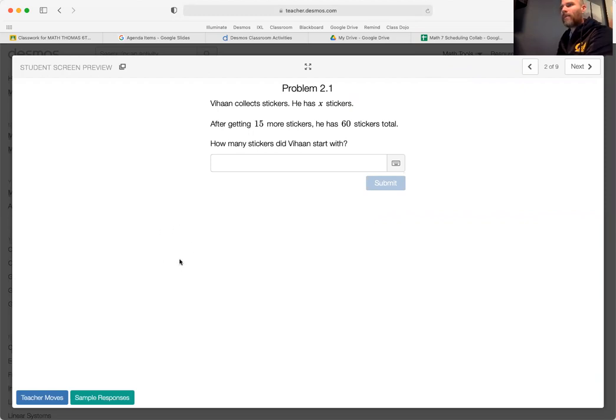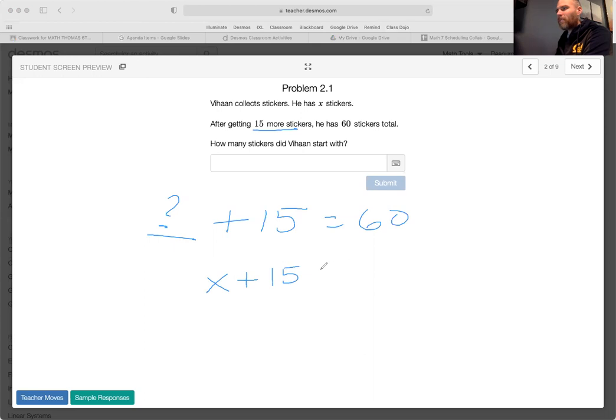I could write this like this. We could go some question mark, some value we don't know, plus 15, right? Because Vihan, he gets 15 more, that equals 60. This is the way I would write it probably if we were in 6th grade. But since we're in 7th grade now, we use this X to represent this unknown number of stickers. So same thing, but this time it's X plus 15 equals 60.